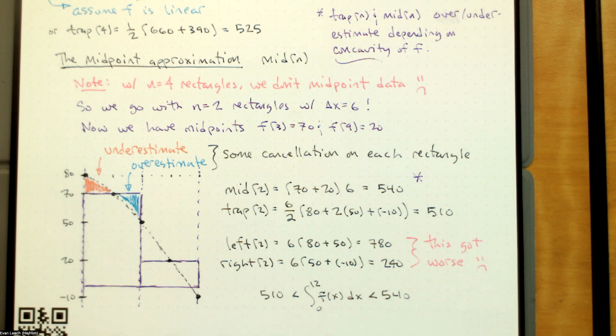Now, once again, I just said the midpoint and the trapezoidal rule will show up on opposite sides of the actual value of the definite integral. So you'll probably be thinking, should we average those? And I'm like, oh, yes, we should, but not with equal weights.